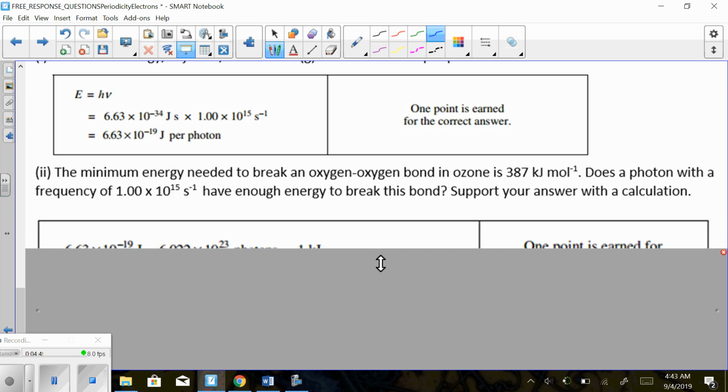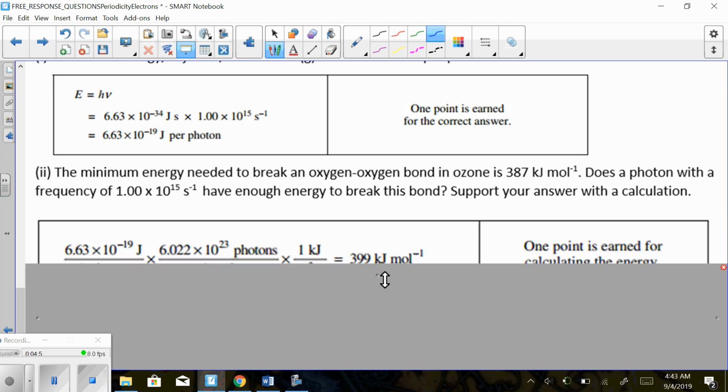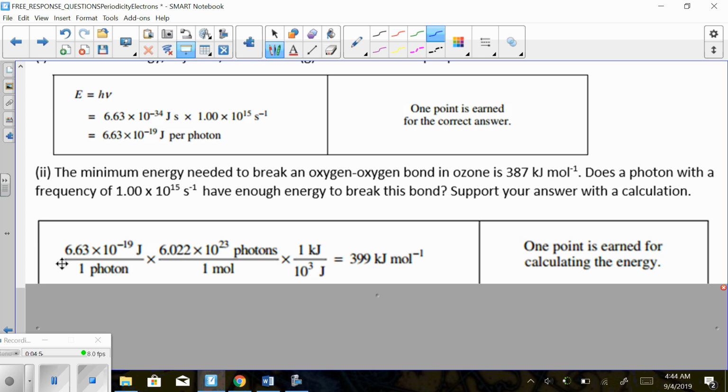If you convert it so we can look at apples to apples, you can literally just compare the numbers. If we take that first number, 6.63 times 10 to the minus 19 joules per photon, you can convert that to a mole of photons, and then you can convert joules to kilojoules. There's 1,000 joules in 1 kilojoule, and you get the number 399. Now all you have to do is compare this number to the 387.